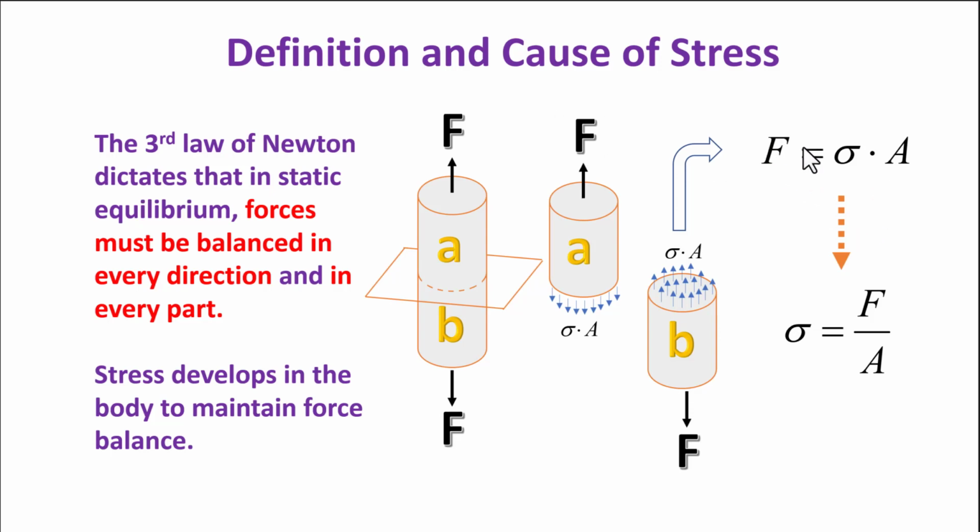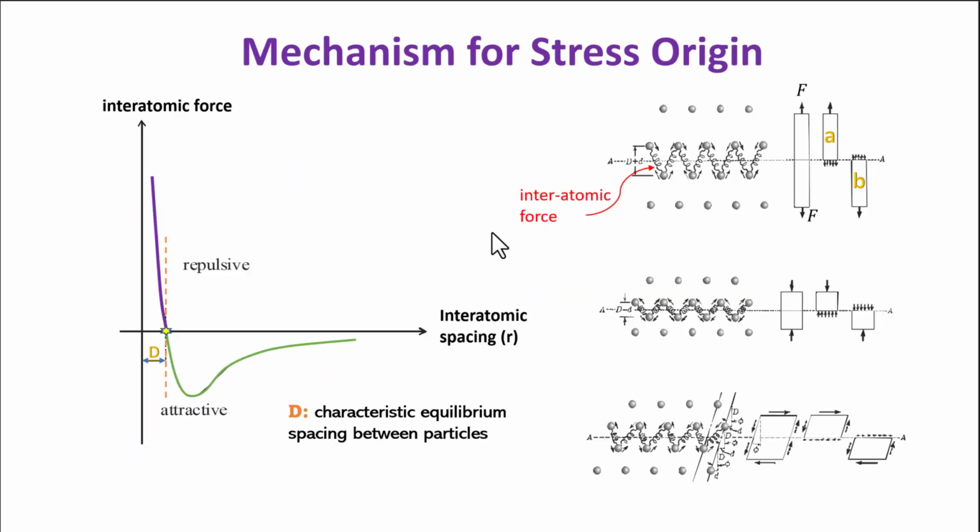So the total force is distributed over the cross-section area of A. That is the origin of the tensile stress on that contact. Stress must be generated in this object to balance the forces, but exactly by what mechanism?